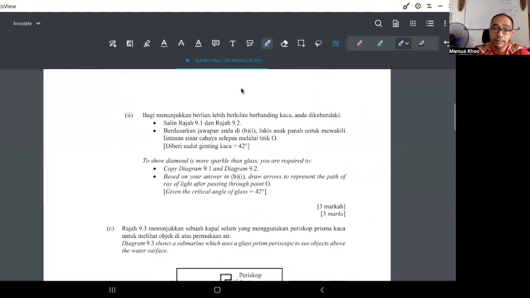Oh, they didn't ask you to do this one. To show diamond is more sparkly, dia lebih berkilau than glass, you are required to copy diagrams 9.1 and 9.2. Based on your answer in B1, draw arrows to represent the path of the ray of light after passing through point O. The critical angle of glass is 42.